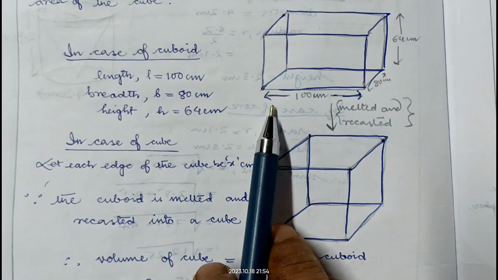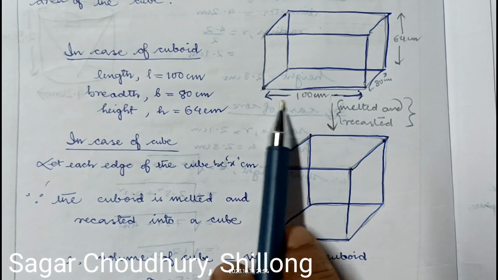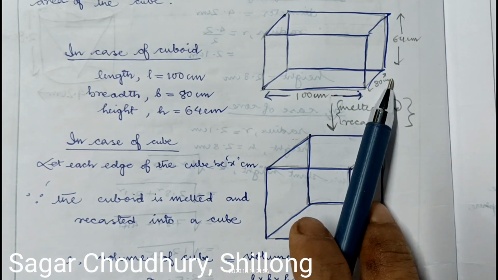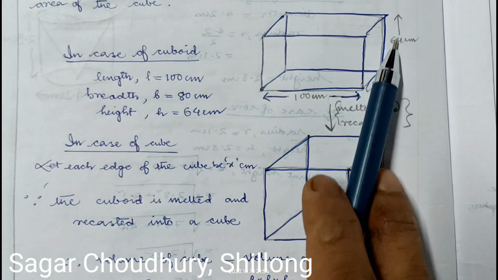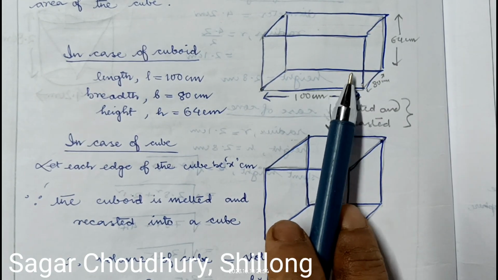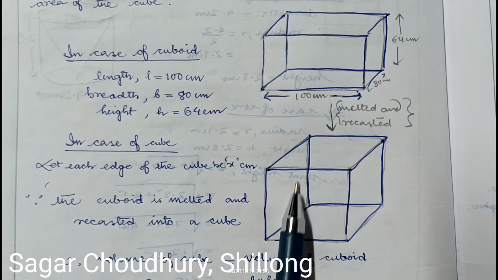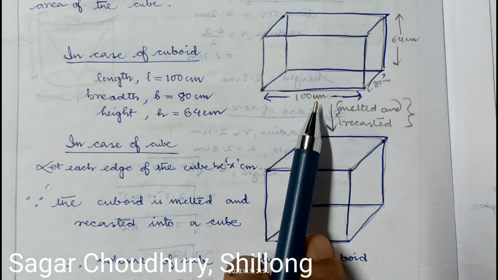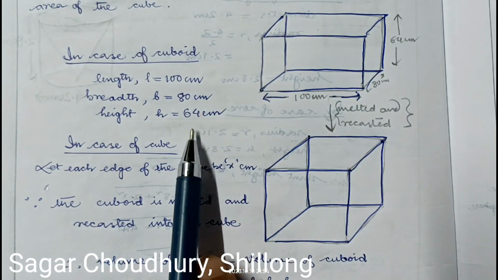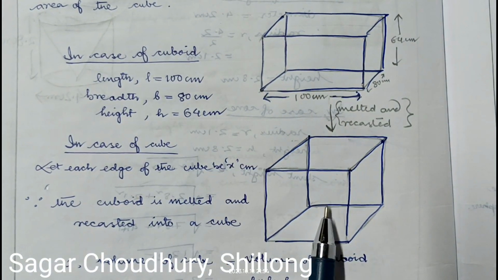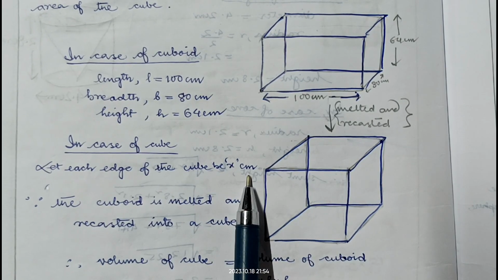Now here as given in the question, the dimension of a metallic cuboid is 100 centimeter into 80 centimeter into 64 centimeter. So this is length, breadth and height. This cuboid is melted and recasted in the form of a cube. We have to find the surface area of this cube. Now here length is 100, breadth is 80 and height is 64 centimeter. In case of cube, we can consider let each edge be x centimeter.